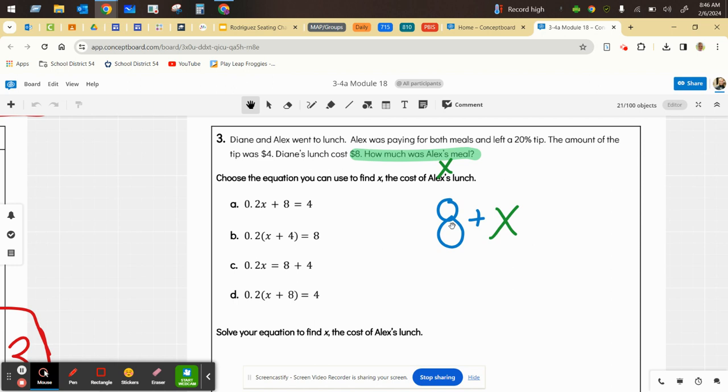We want 20% of the entire bill. So I'm going to put parentheses around that. Then think about, how do you represent 20% as a decimal? Hopefully you are thinking 0.2. So I'm taking 20% of the total, which came out to be $4. So the correct equation would be letter D.